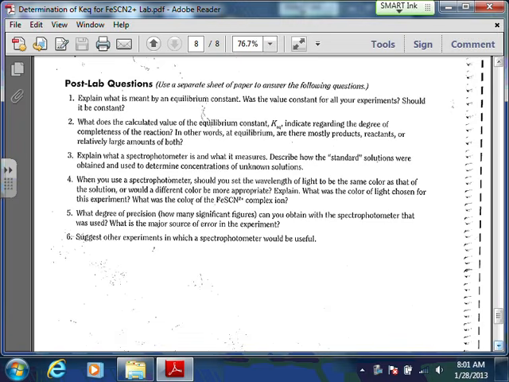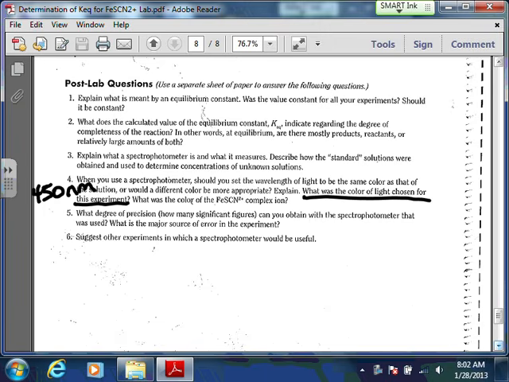Color of light chosen for this experiment. I want you to just actually look this up. We're at 450 nanometers as the wavelength of light we're looking at, so I will let you look up what color of light that actually is, but I think you might already be able to figure it out based on what we talked about. And the color of the FeSCN2+ complex ion obviously is blood red.